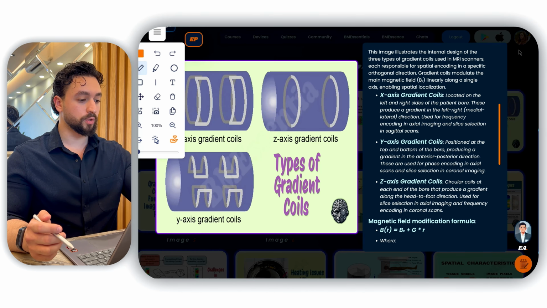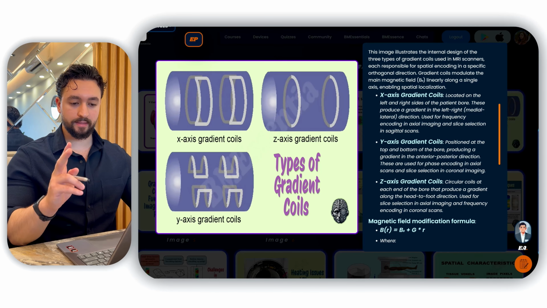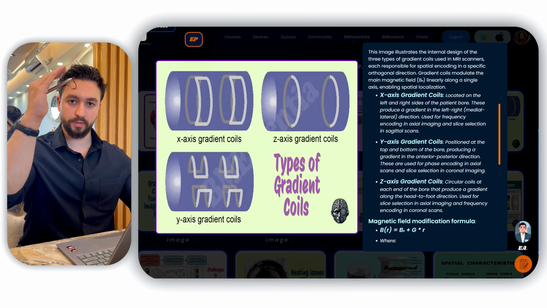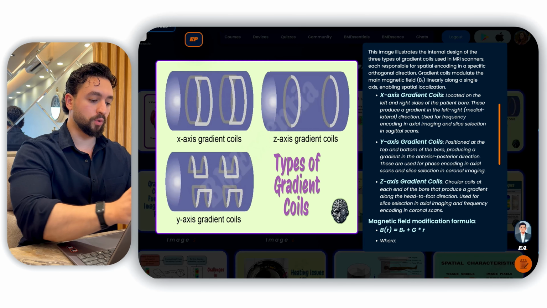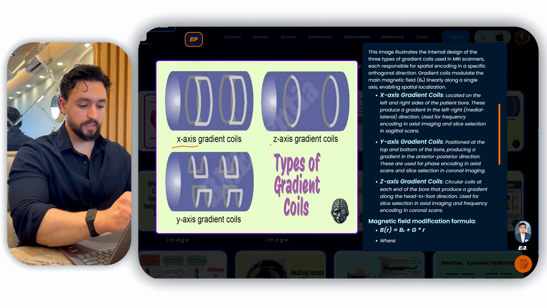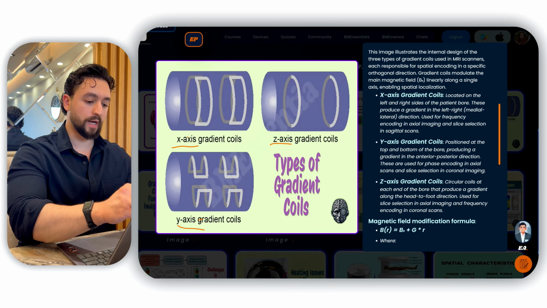Now with gradient coils, we have 3 different types of gradient coils. They are the second layer out of the 3 layers. We have the superconducting magnet, the gradient coils, and then the closest are the RF coils. For the gradient coils, we have x-axis gradient coils, z-axis gradient coils, and y-axis gradient coils, or x, y, and then z.